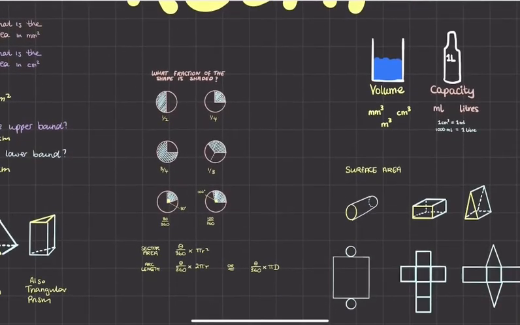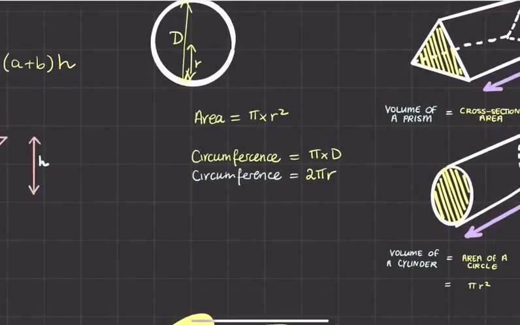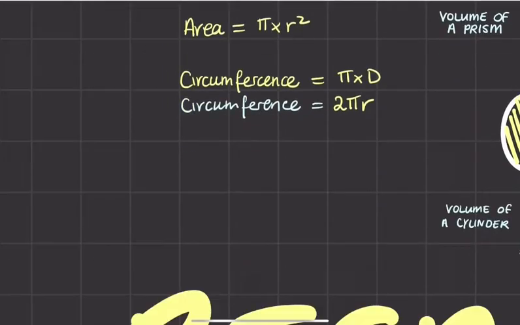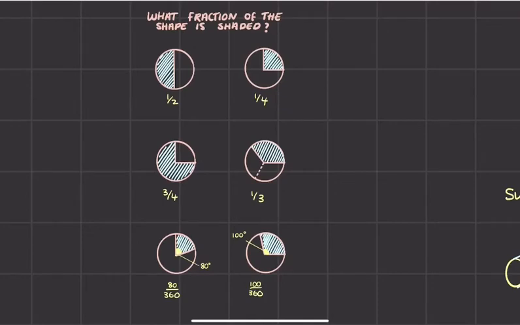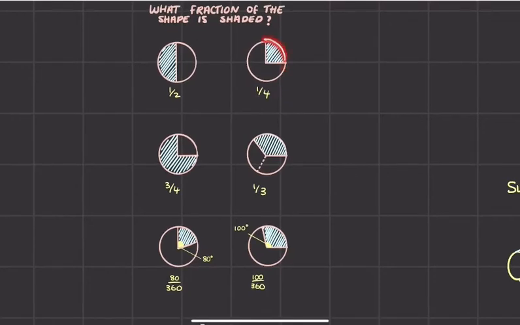Okay, if we look back at these circles, we know how to work out the area and the circumference of a circle. I can also work out a section of the circle. We'll call it an arc. For example, this would be an arc, so it's part of the circumference. Or you could have a sector, and that would be like a slice of cake.